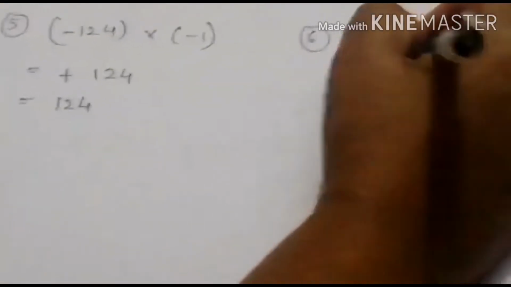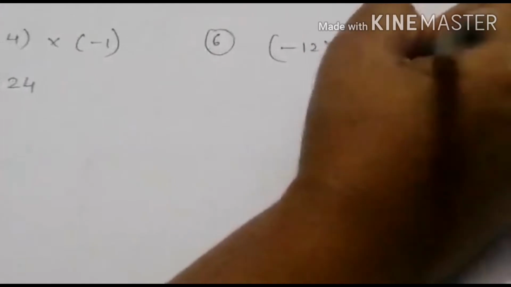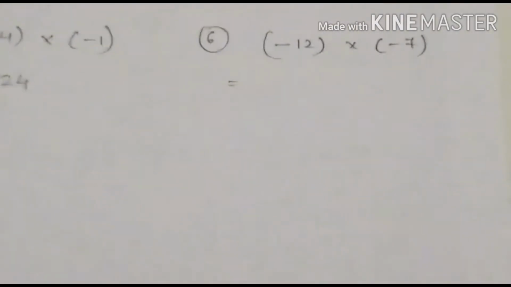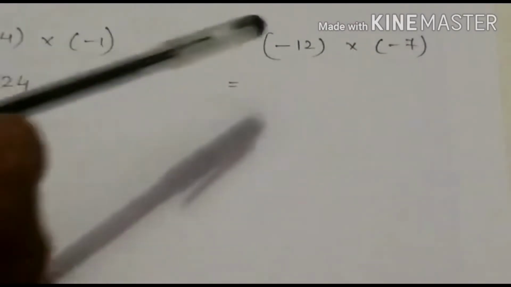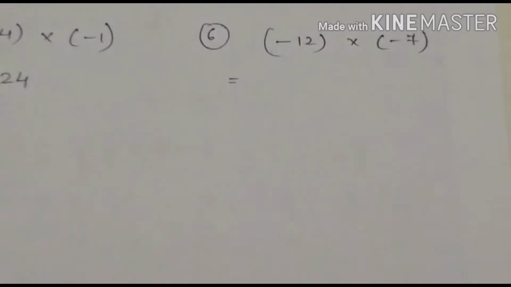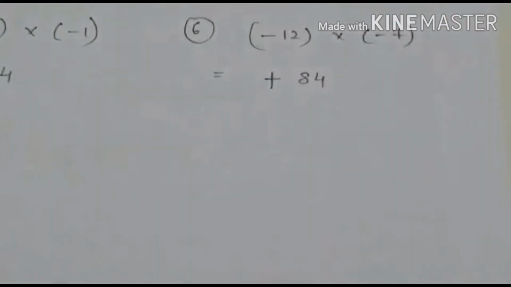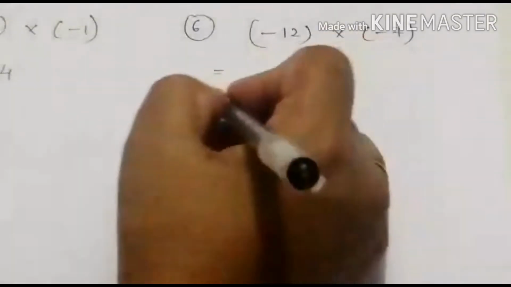Now, sixth example. Minus 12 multiplied by minus 7. What is the sixth example? Minus 12 multiplied by minus 7. See the sign. Both the numbers are having minus sign. Minus minus is what? Plus. Put the sign plus. Then multiply the numbers. 12 sevens is 84. So the answer is plus 84. We can write it without sign also as 84.